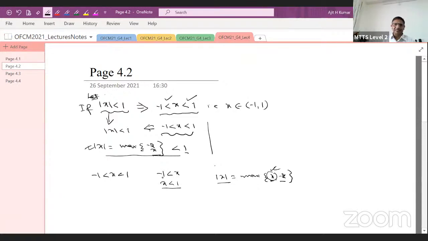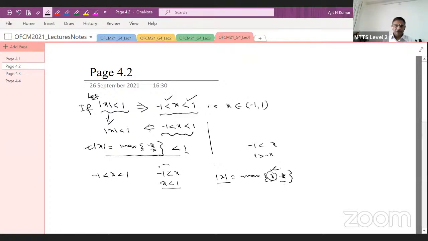So what does it say about minus x? If you multiply both sides by minus 1, what will happen? If minus 1 is less than x, if I multiply both sides by minus 1, what happens to the inequality? It changes, right? Therefore, 1 will be greater than minus x. That is same as saying minus x is less than 1. So again, that happens. Is that clear?